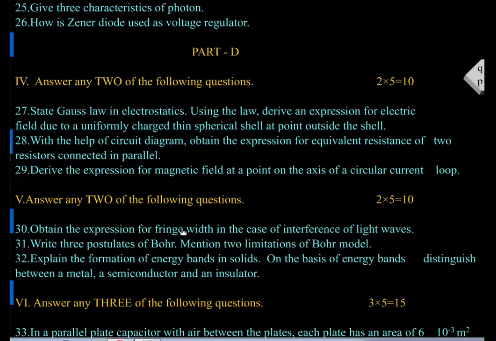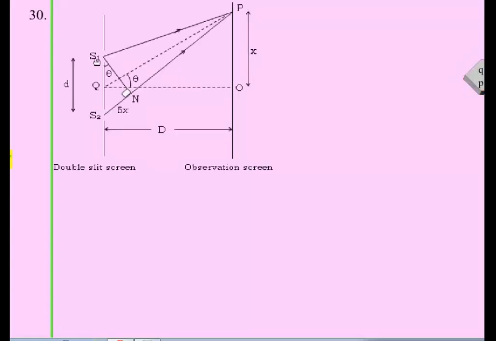Obtain the expression for fringe width in the case of interference of light waves. So now this is the diagram. S1 and S2 are 2 slits. They are separated by a distance d.